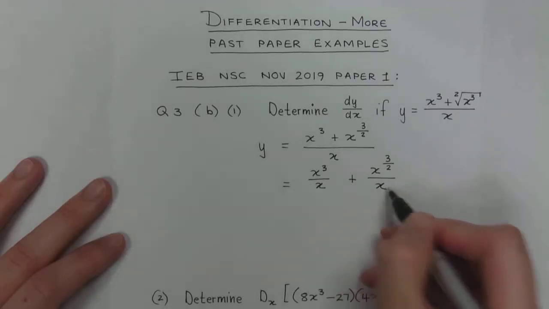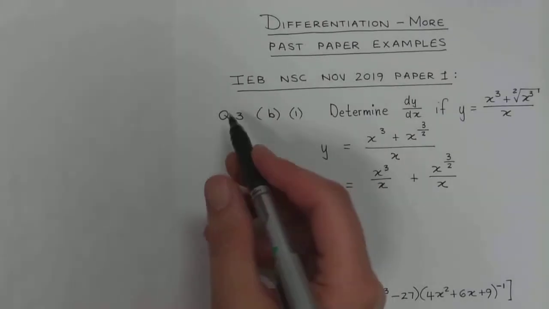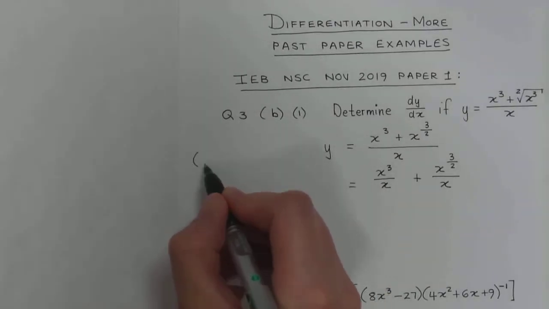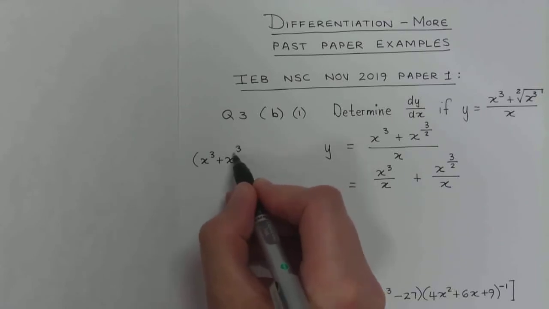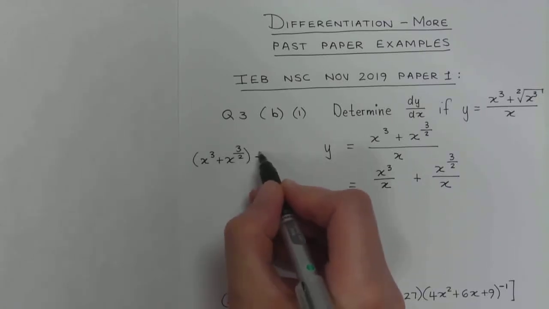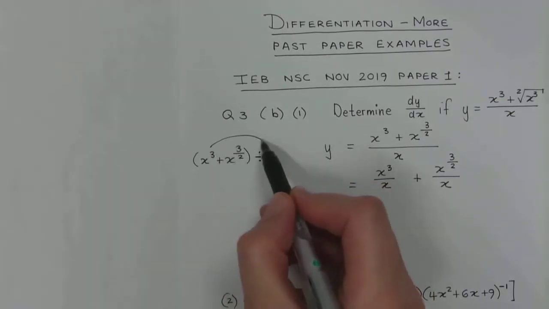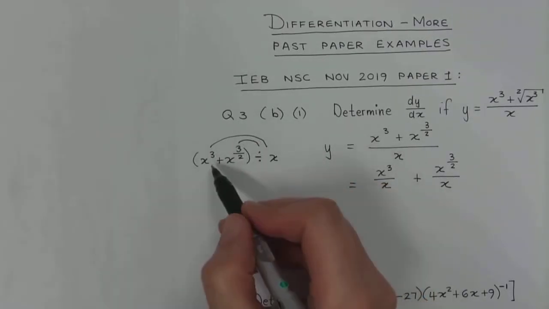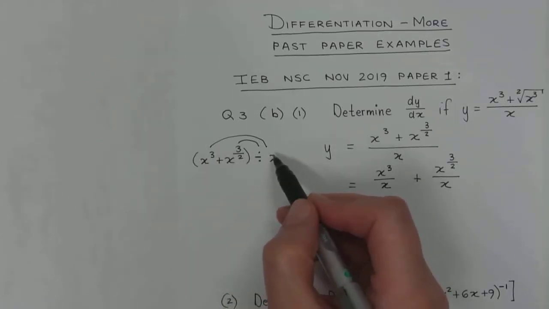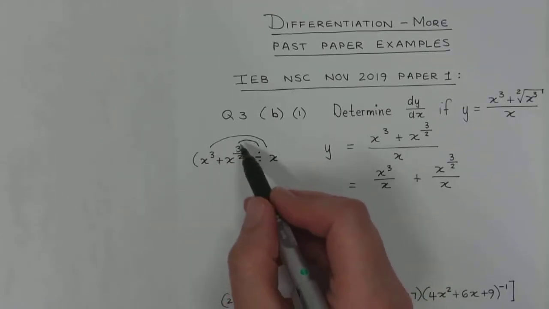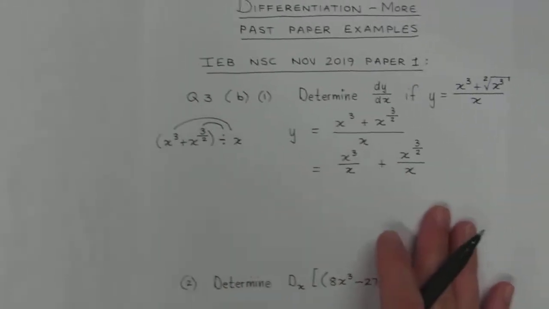The reason you're allowed to do that, if I can write it out just on the side so you can see, is because we are saying it's x to the power of 3 plus x to the power of 3 over 2 divided by that denominator, which is x. Which means I can divide it distributively. I can say it's the first term in the numerator divided by the denominator plus the second term in that numerator divided by the denominator. So that's why I can split it up like this.